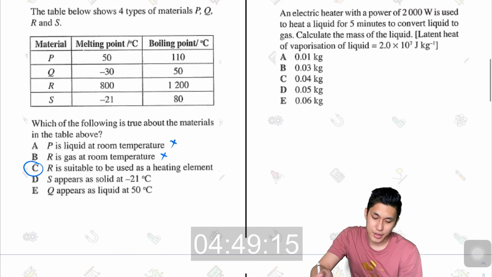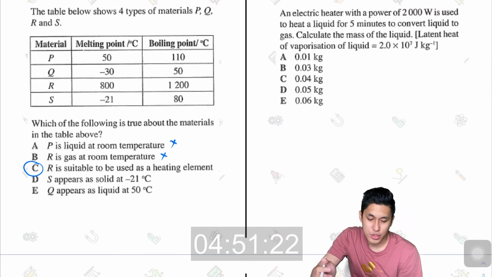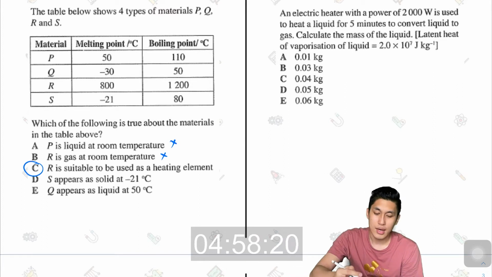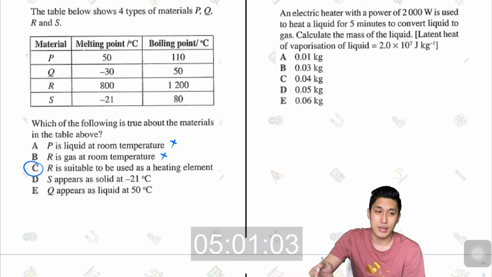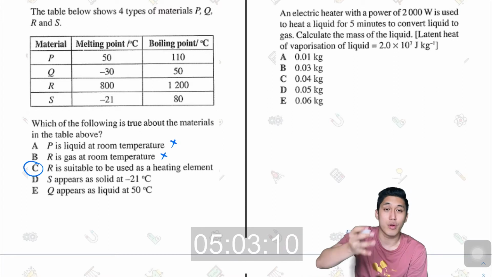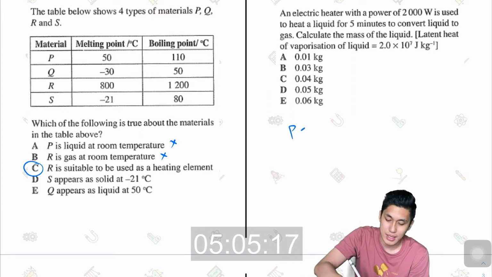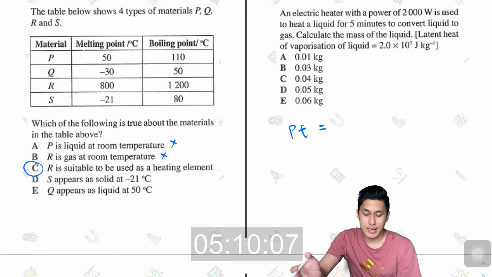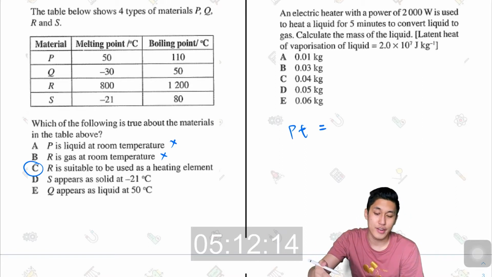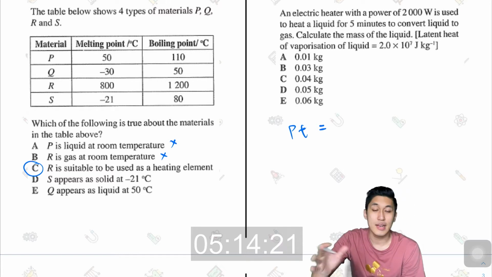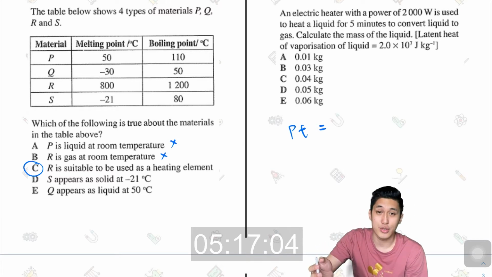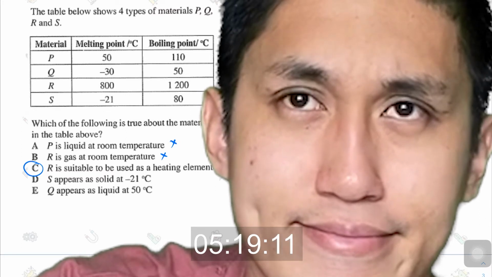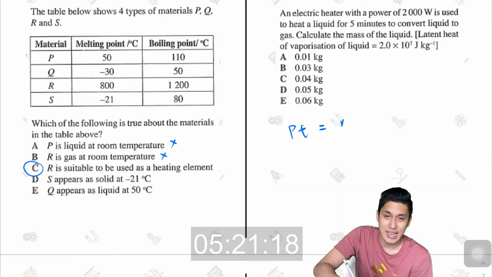An electric heater with a power of 2000 watts is used to heat a liquid for 5 minutes to convert liquid into gas. Calculate the mass of the liquid. So this one, we were doing by using the concept that the energy that comes from a heater, which is Pt, is equal to the heat that is used to convert the liquid to gas. When you convert liquid to gas, there is no change in temperature. So instead of using mcθ, we use ml.